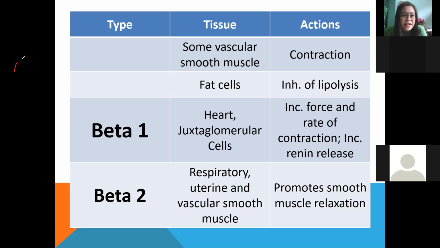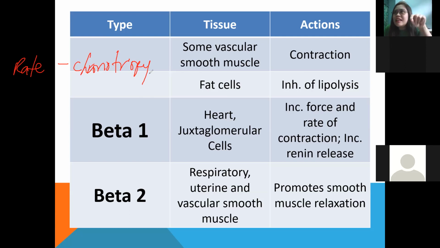Now, how about the rate of contraction? Pag maingon kag rate of contraction, we call it chronotropy. So again, if you hear the word chronotropy, it refers to the rate of contraction of the heart. So pag mag-increase ang rate of contraction, then that's positive chronotropy. If magbaba, it's negative chronotropy.